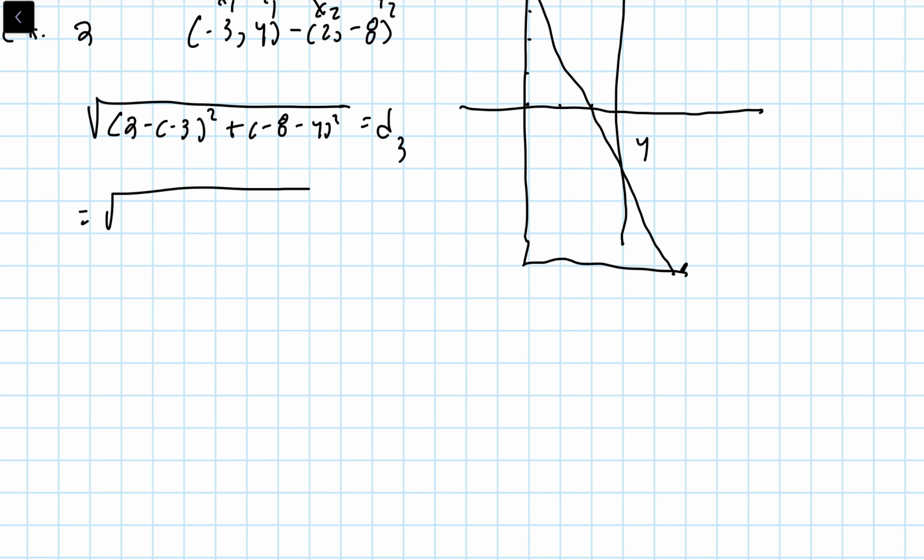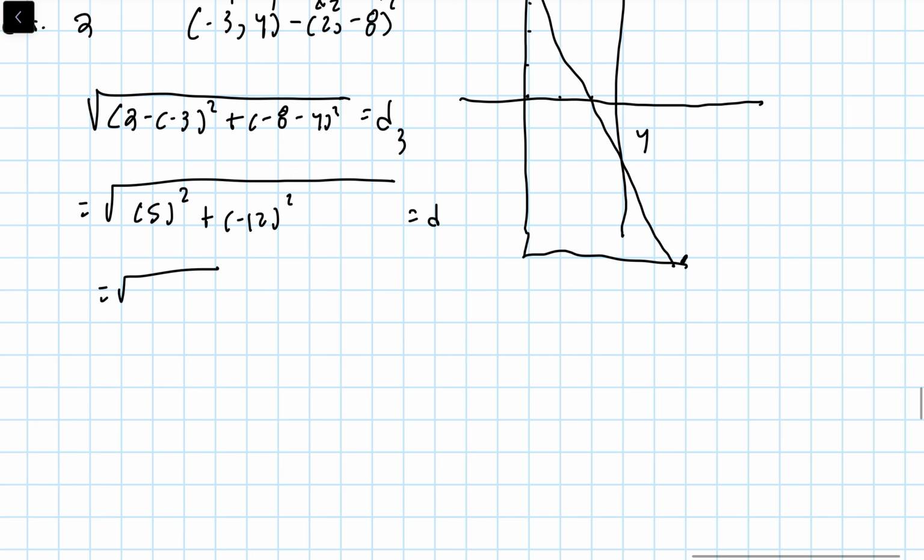You get root 2 minus negative 3. And remember, for your negatives, this is going to be a positive 5 squared plus negative 8 minus 4, which is negative 12 squared, equal to your distance. And essentially, this is another perfect right triangle. This is going to be 25 plus 144, which is equal to root 169. And this actually turns out to be 13, which is equal to our distance. Pretty simple, right? And let's go to our final example.